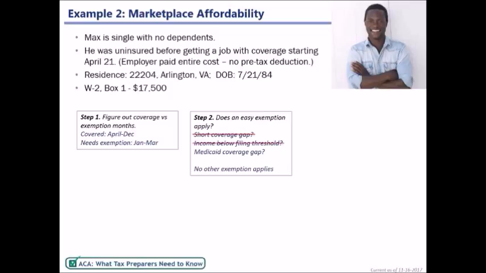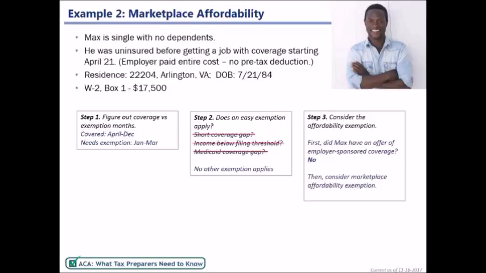No, his income is too high. Medicaid coverage gap: he lives in a state that did not expand Medicaid, but his income is above 138% of FPL. Okay, and no other easy exemption seems to apply. So it's time to consider the affordability exemption.